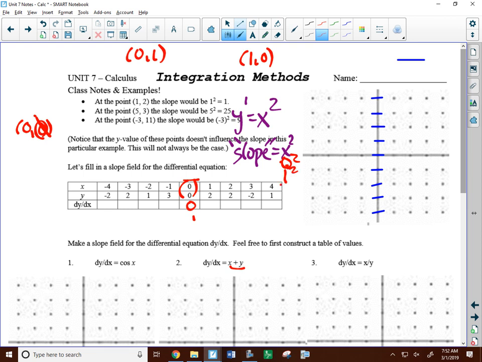Now I plug in 1 for x, 1 squared is 1. So at the point 1, 0, my slope is 1. So here's where you say it's a diagonal line, right? So I'm at 1, 0. Here's where you could use your ruler. Isn't it a slope up 1, right 1? So you really take your ruler and connect it from here to here. Now, you're not drawing that red. You're just going to draw this line right there.